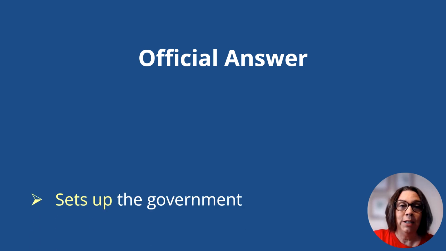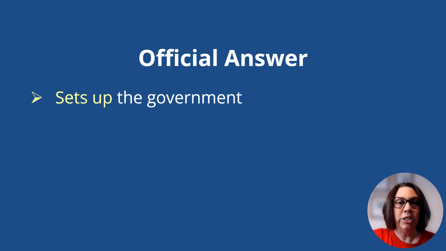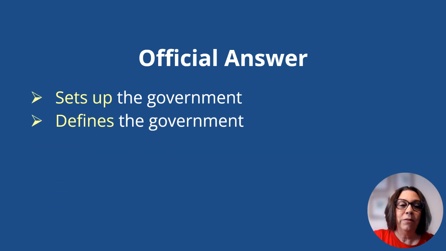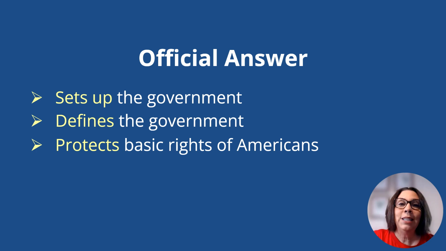All right, so the official answer for what does the Constitution do, this is what you need to know, is it sets up the government, it defines the government, and it protects the basic rights of Americans. Okay, 1791 was when the Constitution was put into effect. Those are your official answers for what does the Constitution do. But let's dig a little deeper so you can understand what that means.